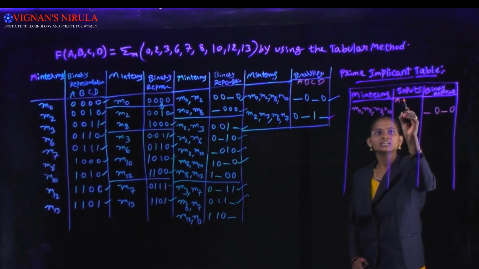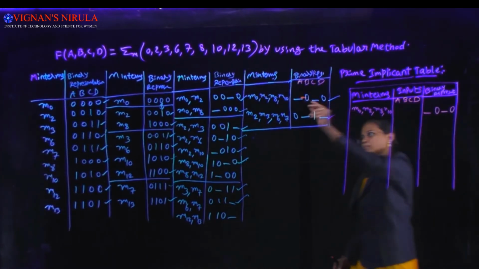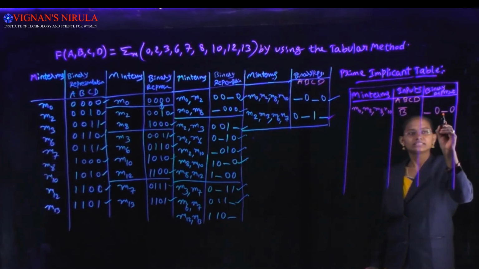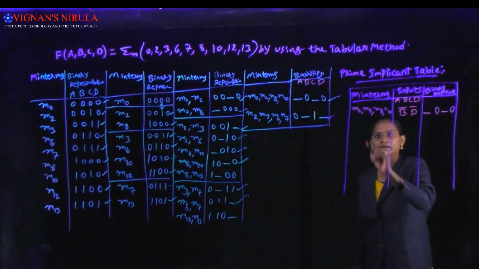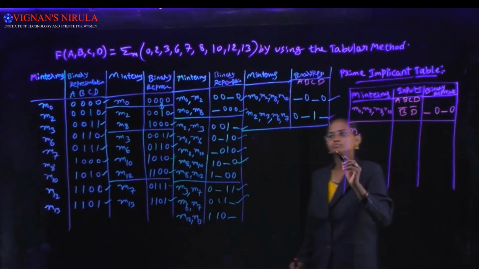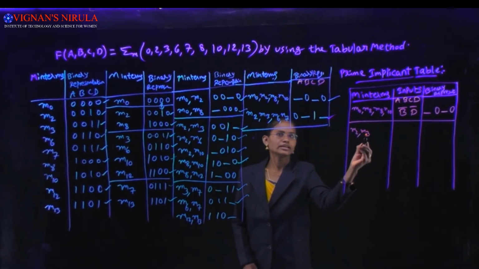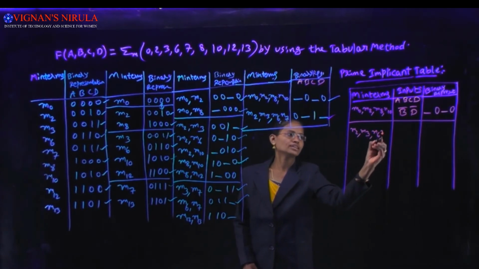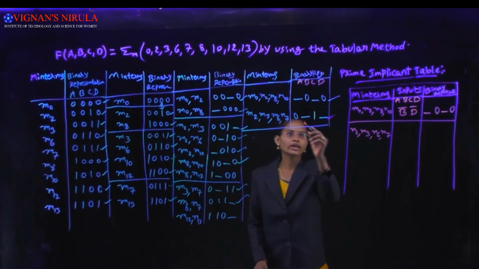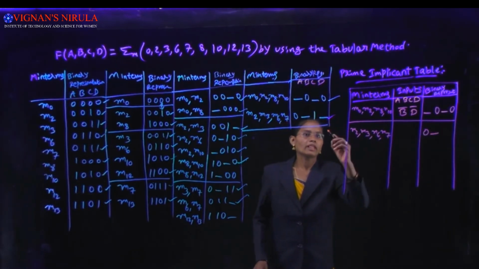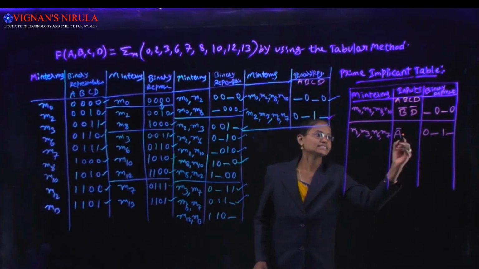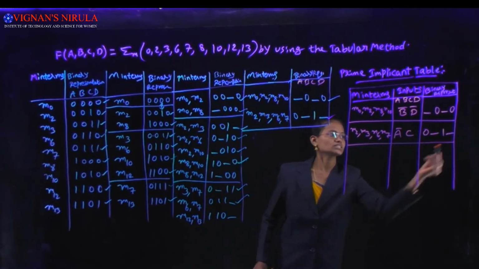Inputs are considered as A, B, C, D in the given problem. Okay, this is B bar, D bar, that is B D bar. And the next group is M2, M3, M6 and M7. In this, the binary representation is 0 dash 1 dash, and here this is A bar, B is not there, and C. Okay, this is considered one group.